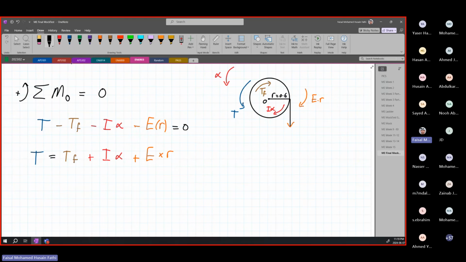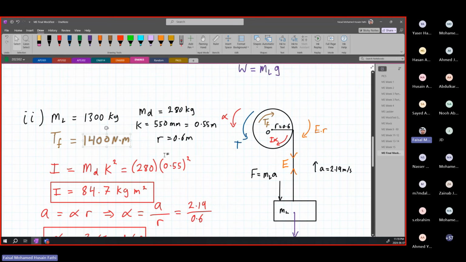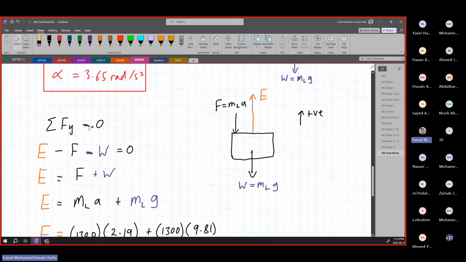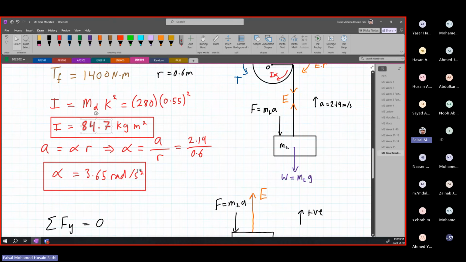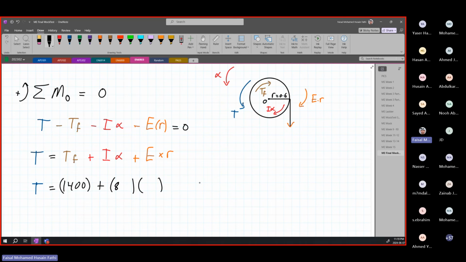And then our torque is going to be equal to, what is the value of TF that we had? The value of TF given in the question actually is 1400 Newton meter. So 1400 Newton meter plus I times alpha. I we have already found, and alpha we found. I was 84.7 and alpha is 3.65. So 84.7 and 3.65 plus E times R.